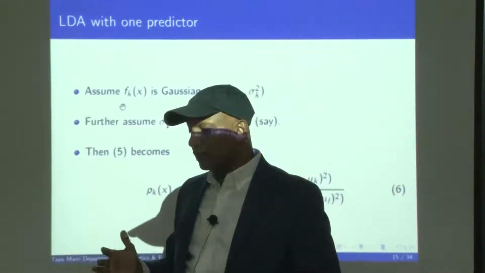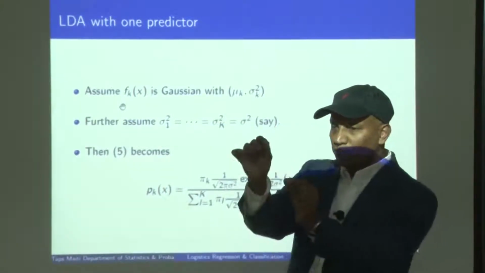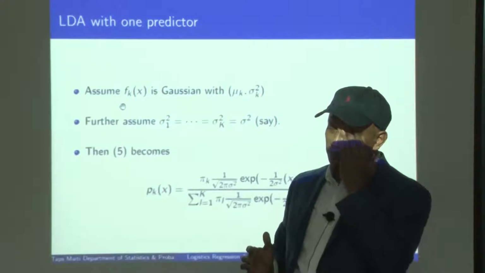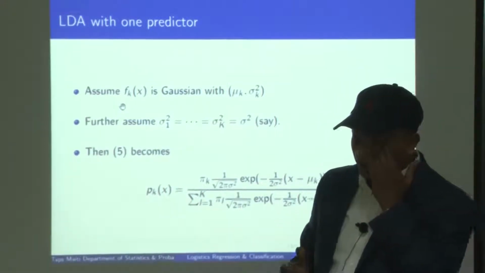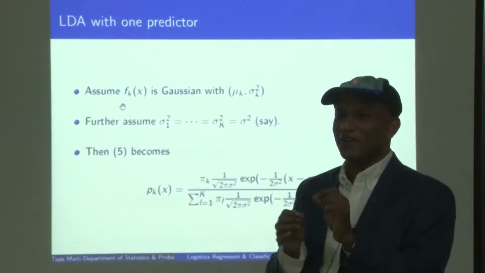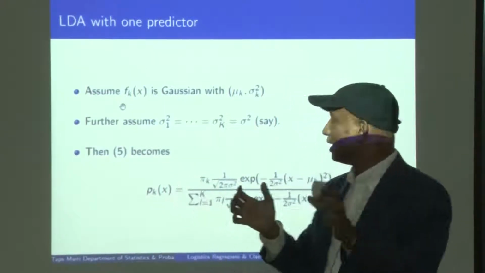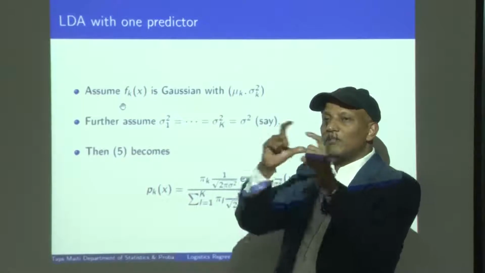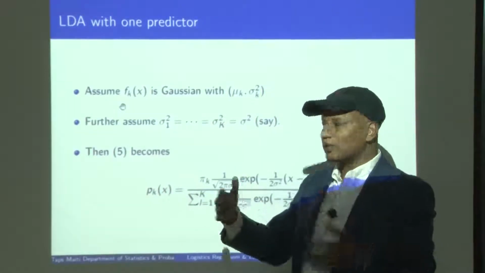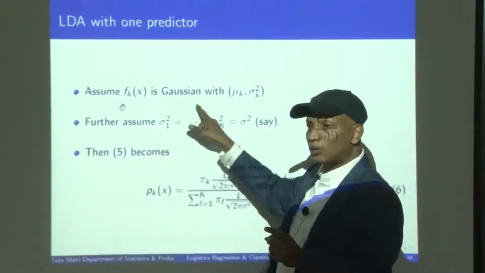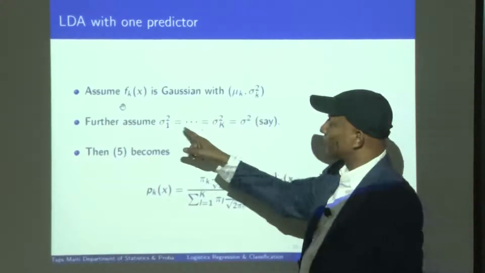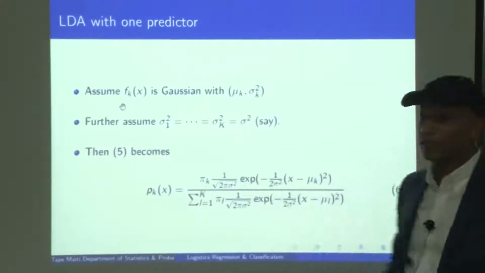What does it mean? If I am trying to classify, say, male and female, or male, female, transgender, then their mean features are different by mu k, but the variability within class 1, within class 2, within class k, is all the same. That's a simplification, and by doing this you are reducing the number of parameters as well, mathematically.